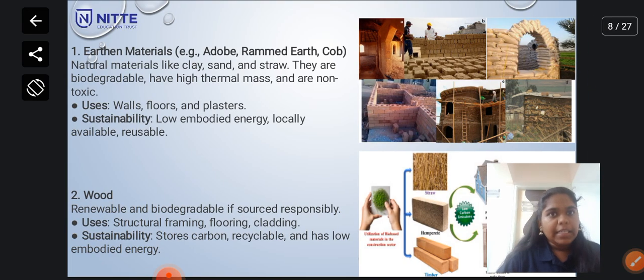Okay, first one, earthen materials. These are natural materials like clay, sand, and straw. We use these for walls, floors, and plasters. These are biodegradable, they have high thermal mass, and they are non-toxic. Especially, they have low embodied energy, and they are locally available and also reusable. Second one is wood. Wood is renewable and biodegradable if used properly. We use this mostly for flooring, cladding, and structural framing. It has less carbon emission. It is recyclable and has low embodied energy, just like earthen materials.